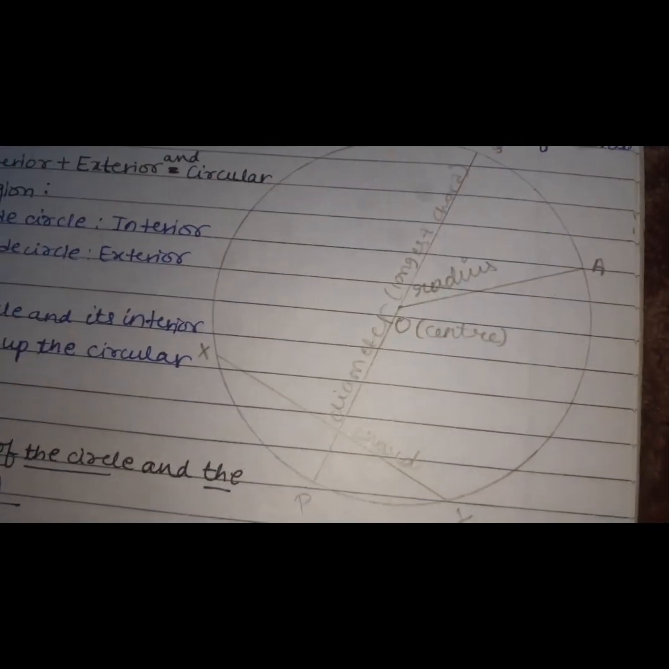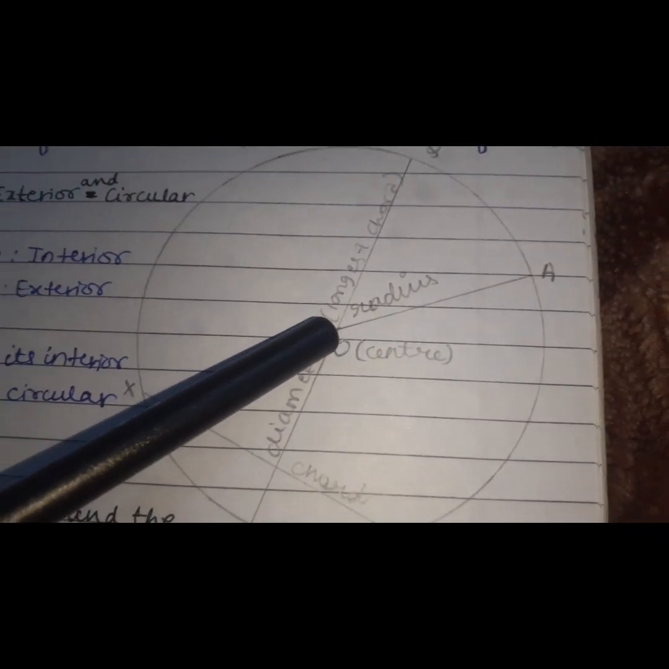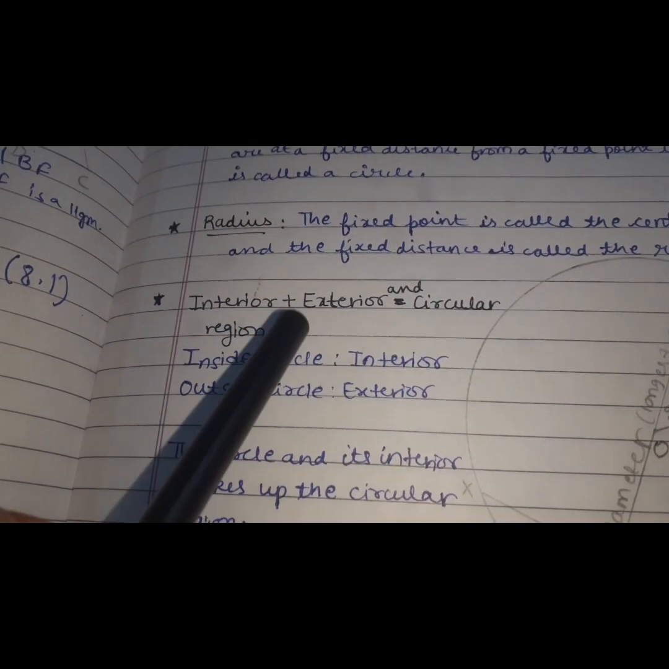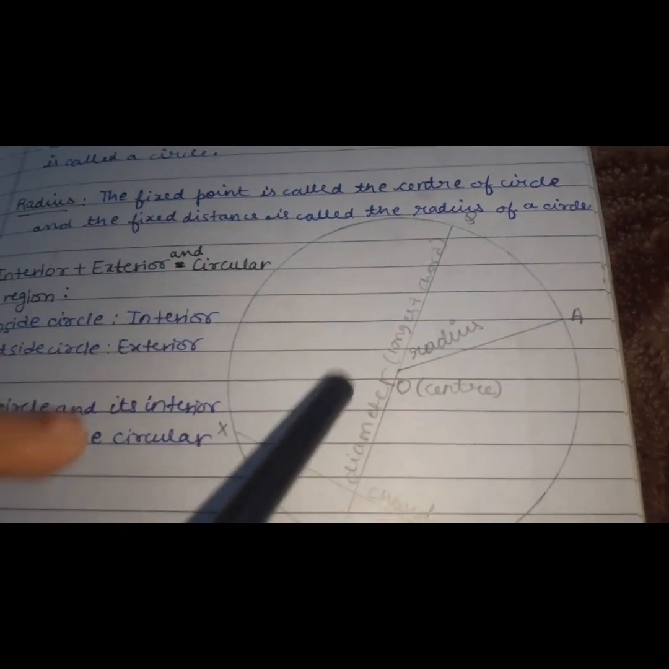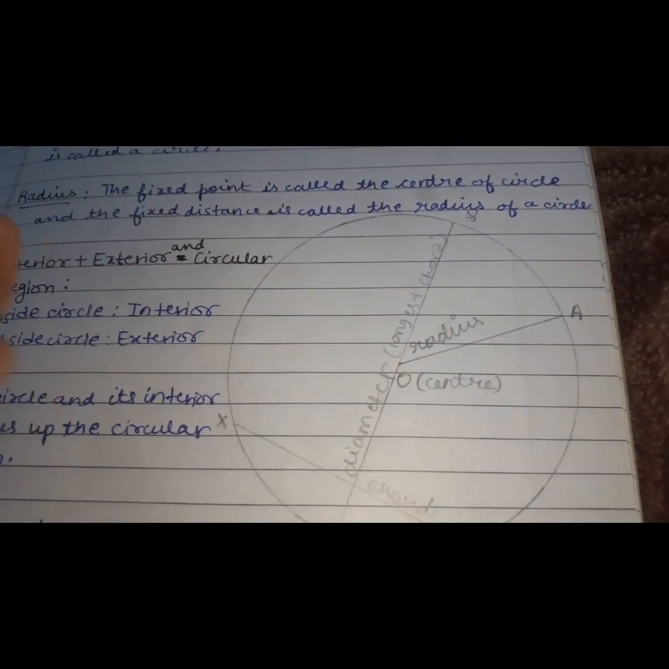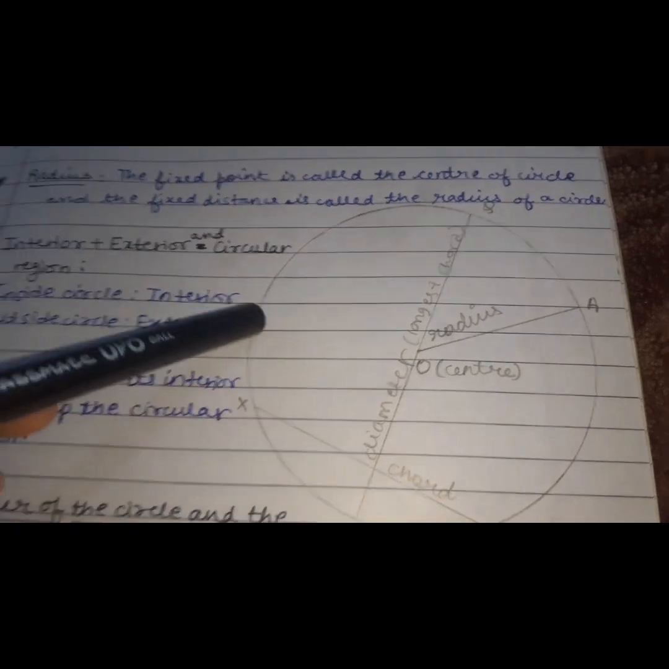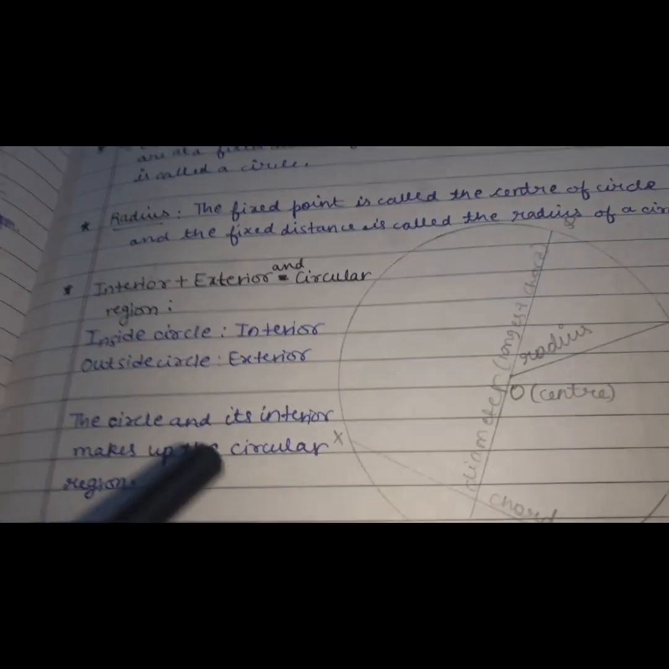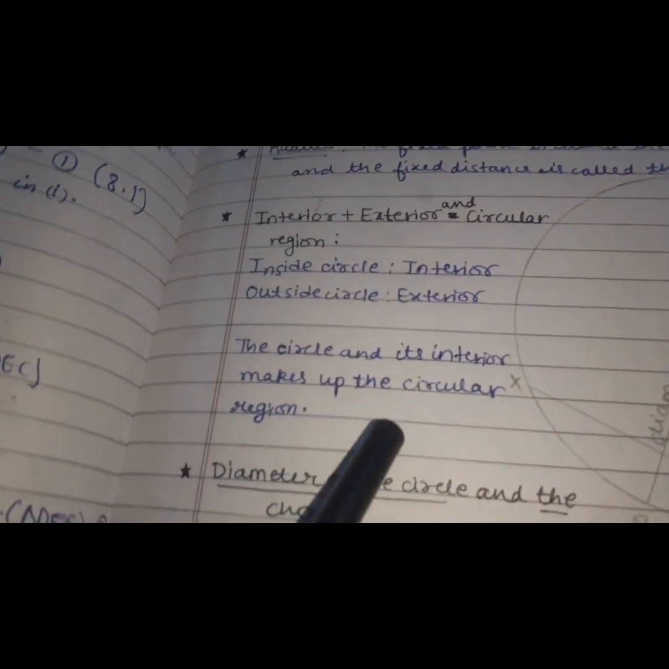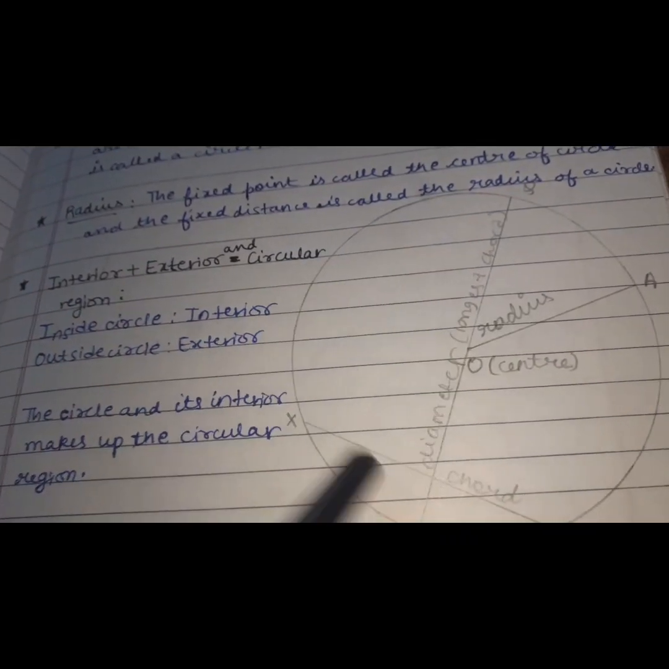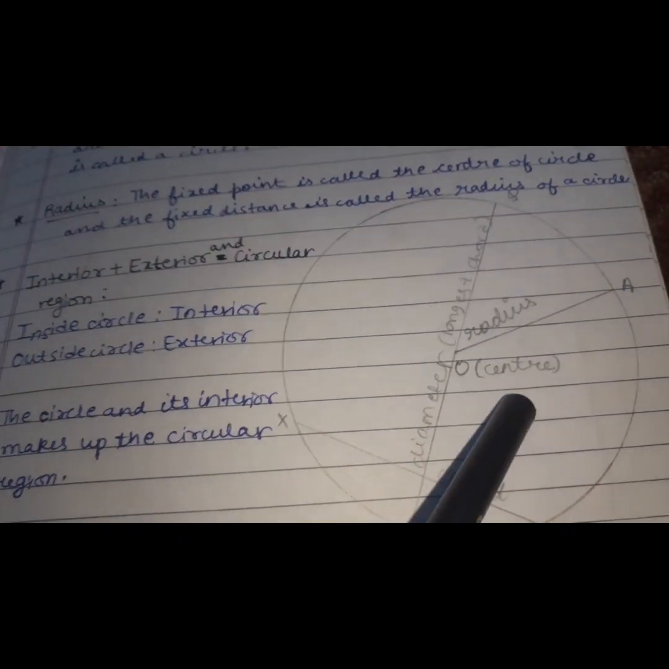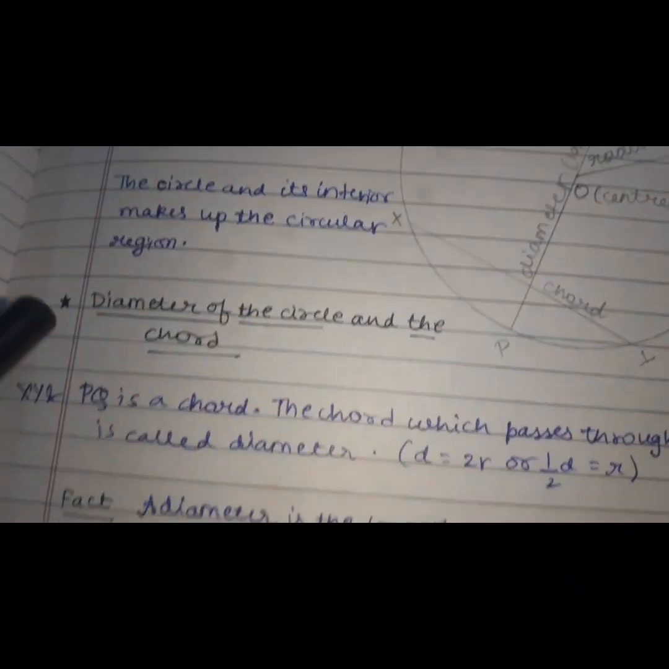How can I explain this? Suppose this is a fixed point and I draw a line to any point of the circle, then it is the radius, and this fixed point is called the center. Then interior, exterior and circular region. Everything inside the circle is the interior region, everything outside the circle is the exterior region, and this boundary, or periphery, is known as the circle. The circle and its interior make up the circular region. The radius, center, chord and diameter all lie inside the circle, in the interior region of the circle.